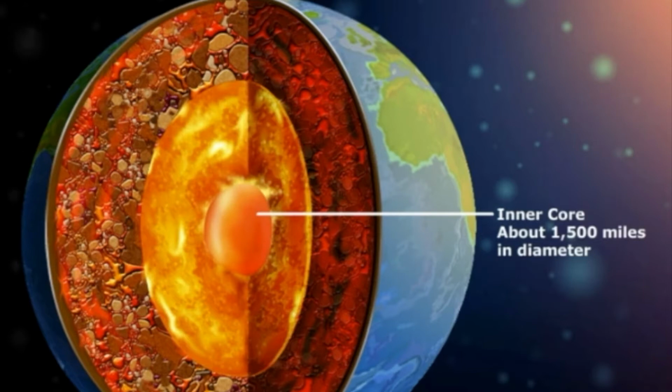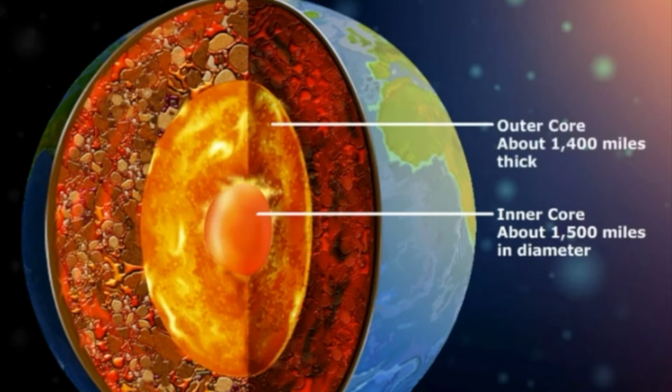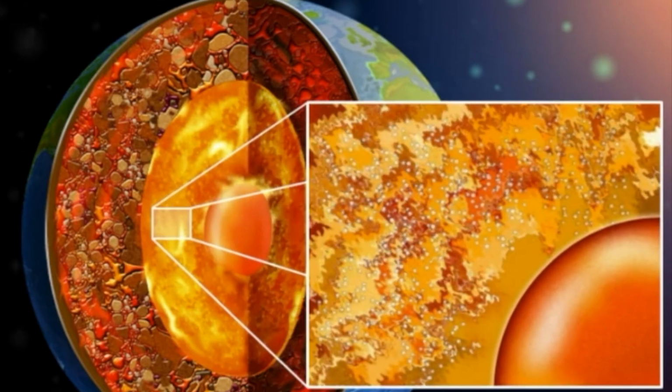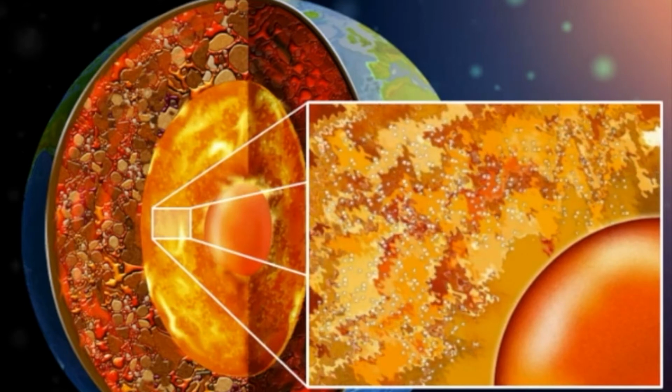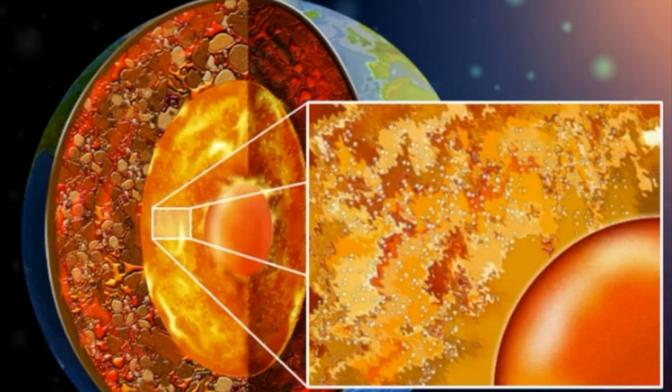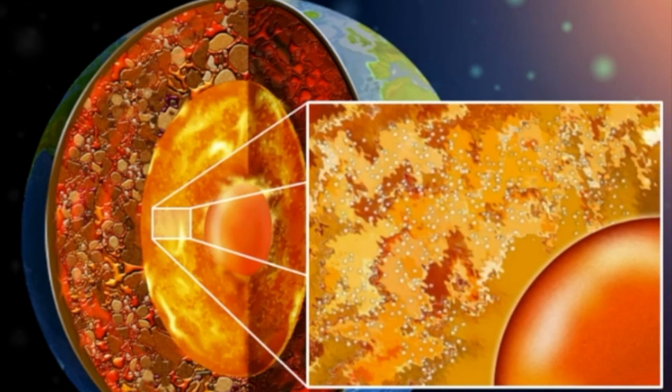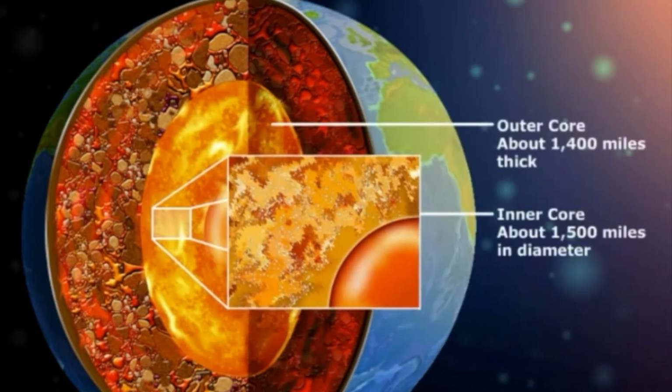Surrounding the inner core is the next layer of Earth, called the outer core. It is about 1,400 miles thick. This layer is so hot that the metal within it has melted and is in liquid form. The temperature in the outer core can reach an incredible 8,500 degrees Fahrenheit.